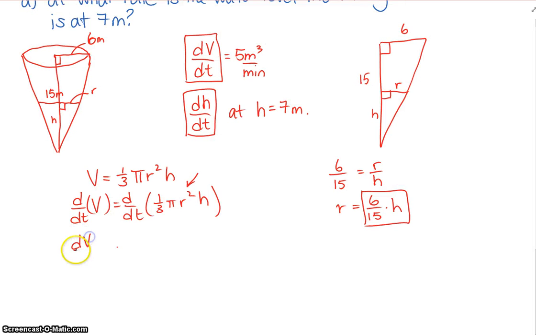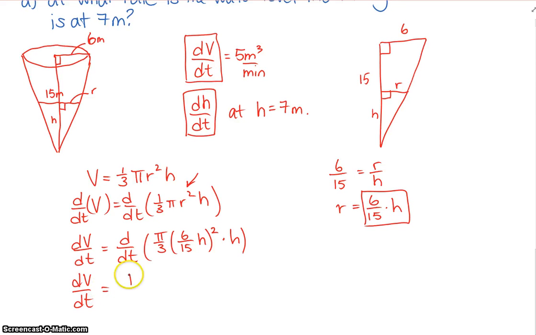Now we have our derivative of the volume with respect to time. We still need to take the derivative of this side with respect to time, but I'm just going to plug in pi over 3 times my radius, which is now 6 over 15 h, squared, times height. We can actually move our constants out front. So pi over 3 can come out front, times 36 over 15 squared, and then we're taking the derivative of h cubed. This becomes a little bit easier to work with now. Now I can take the derivative of h cubed with respect to time.